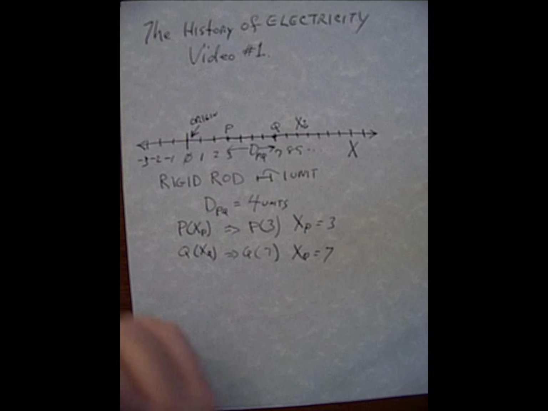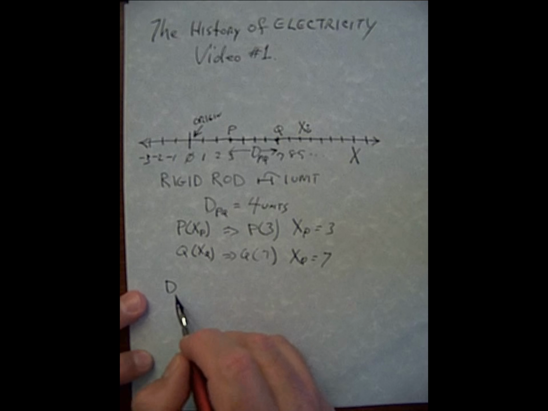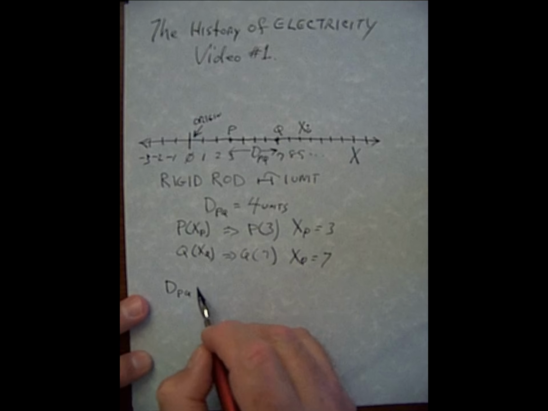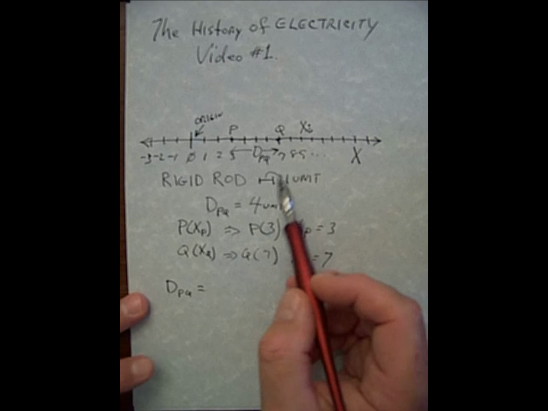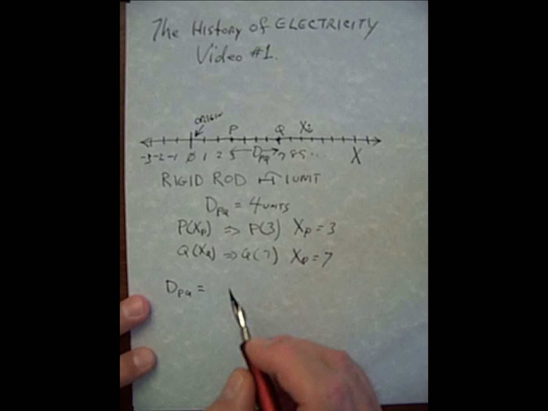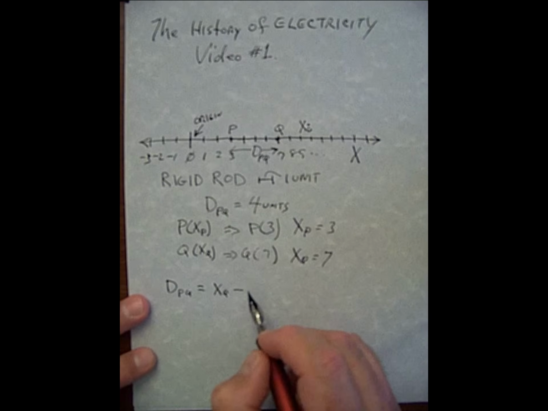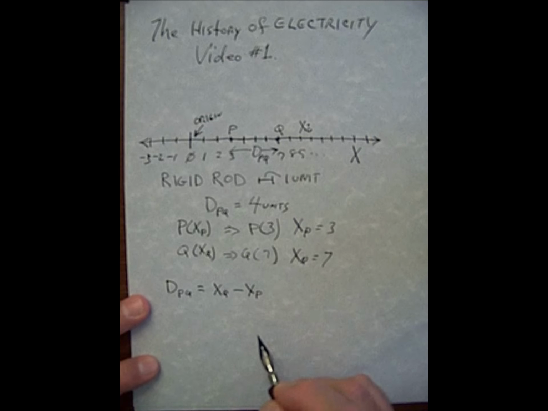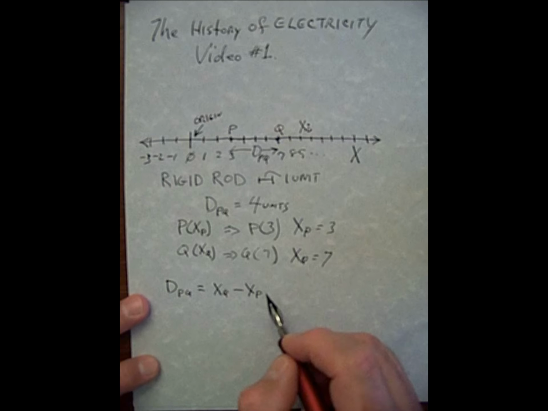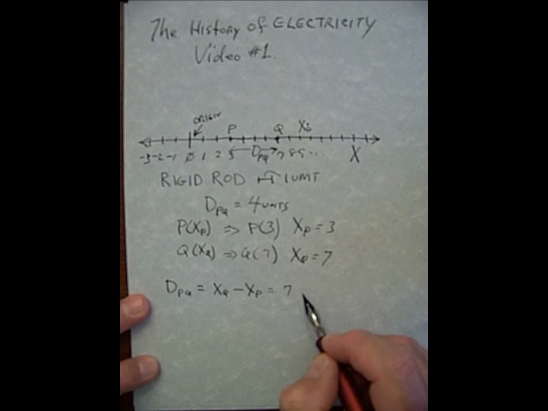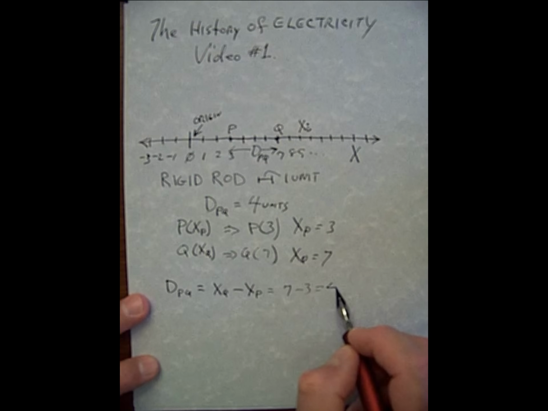So now, going back to the idea of distance, we could see that the distance from P to Q, of course on our number line, is 7 minus 3, which is equal to 4. We can write that as x of Q minus x of P, again these being the coordinates of P and Q, and of course that's 7 minus 3, which is equal to 4.